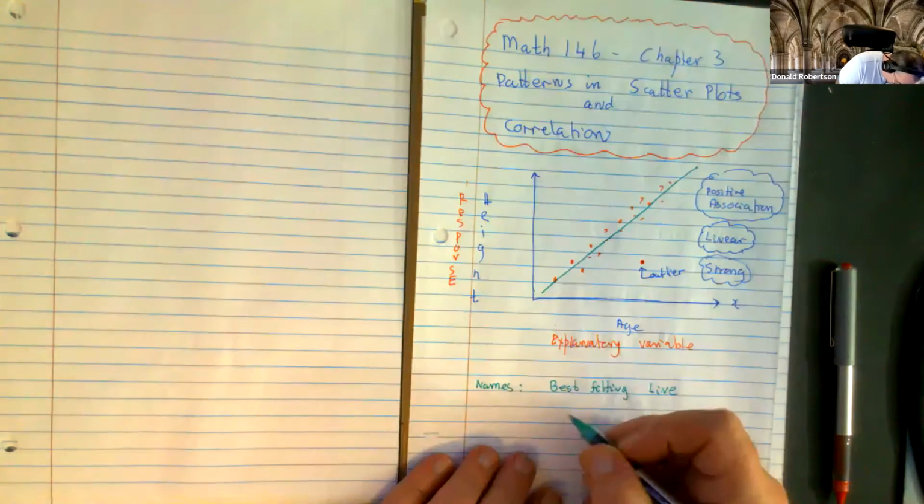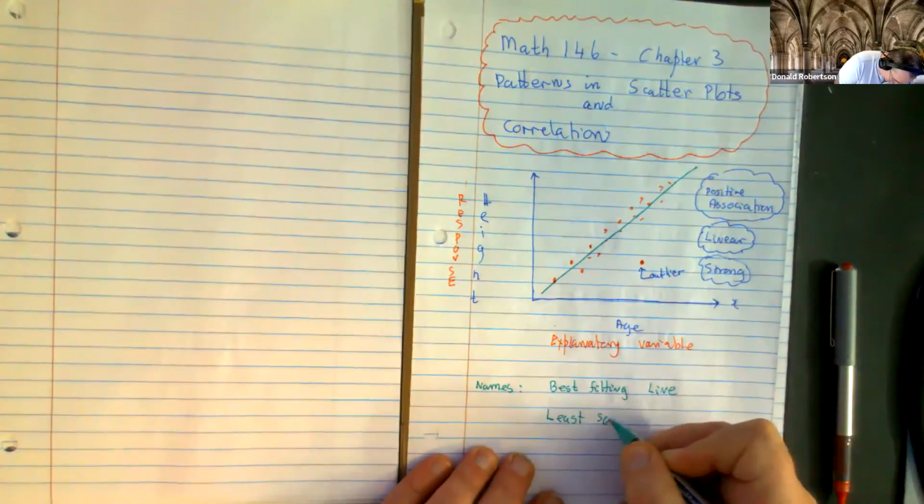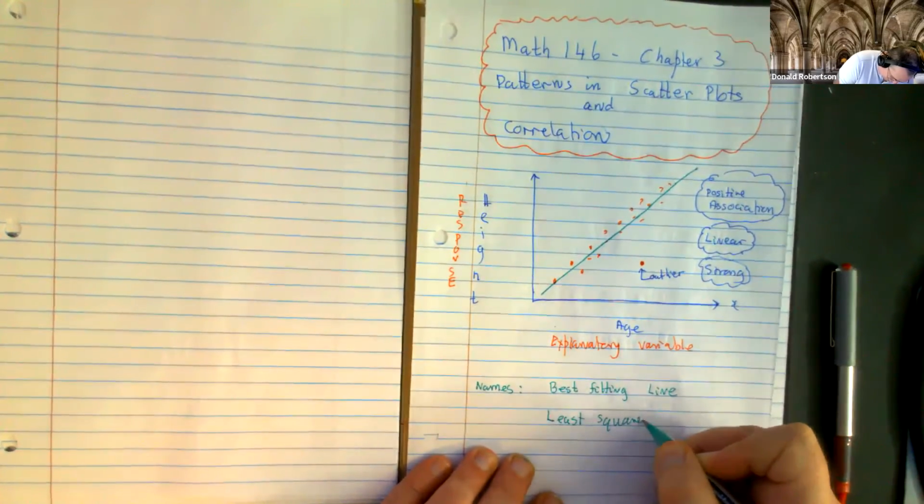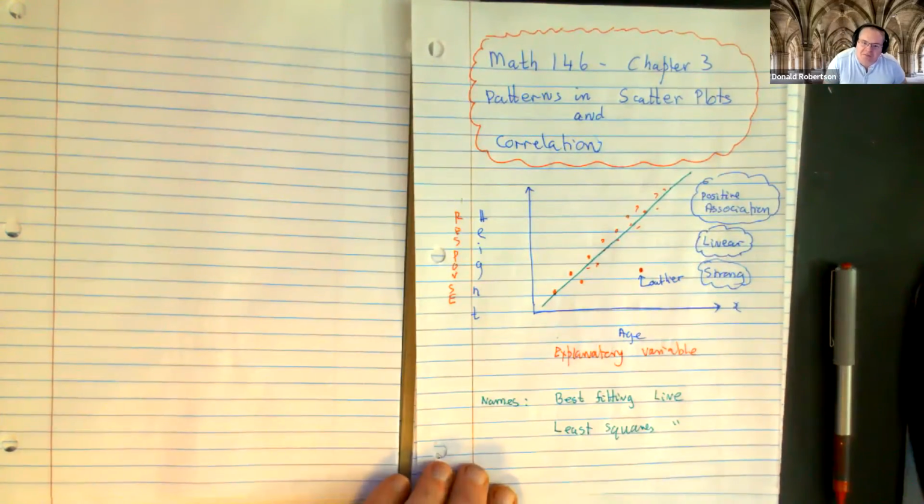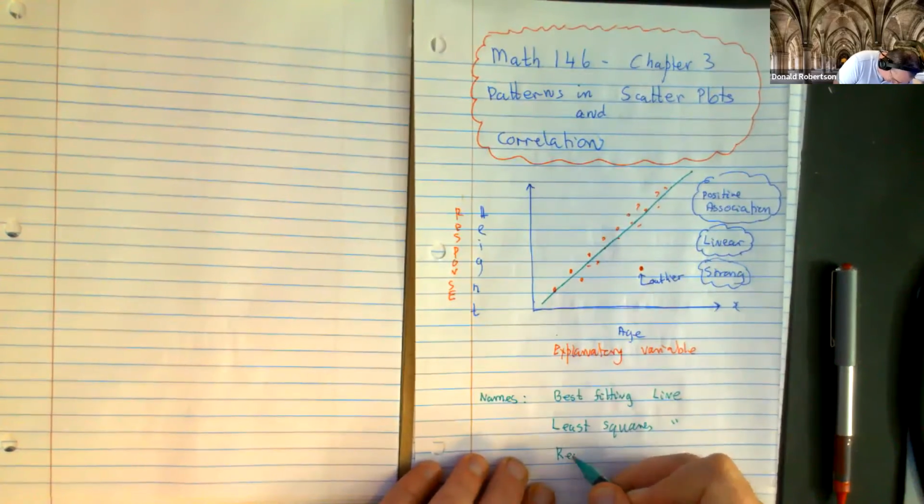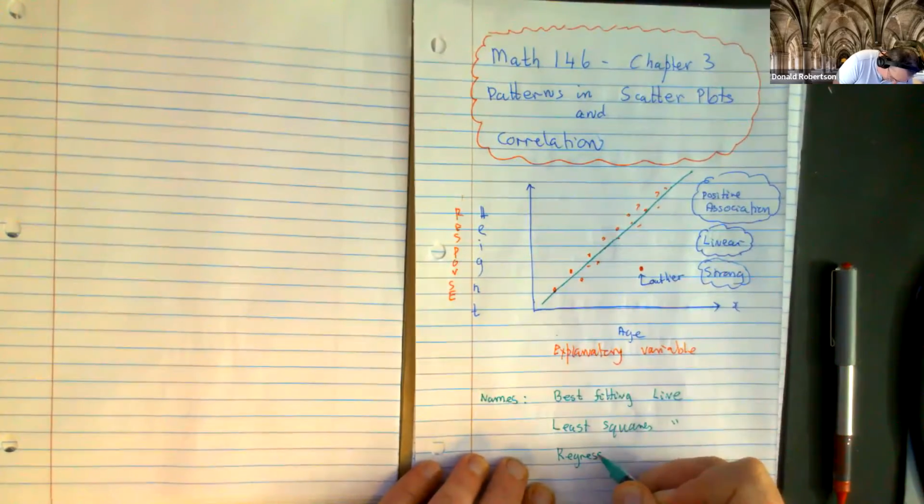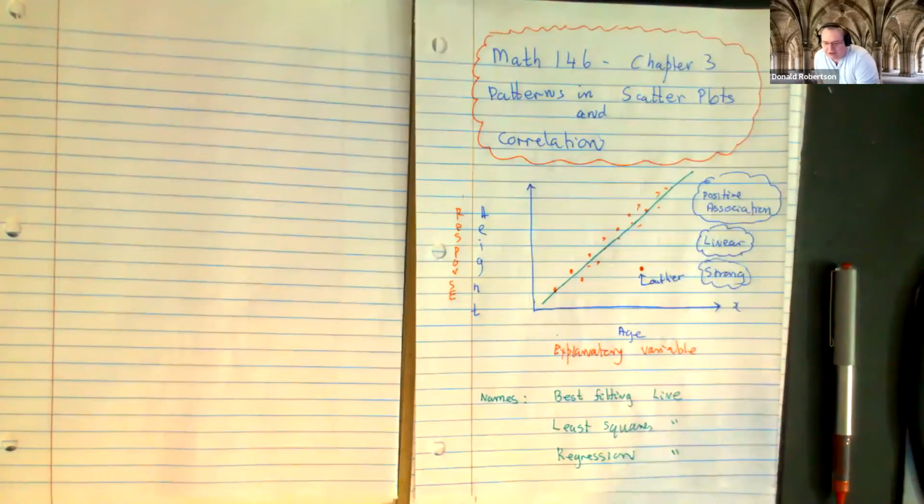It's also called the least squares line. I don't like that name, but it's sometimes called that. It's sometimes called a regression line, which is a very common name. I don't like that name either.